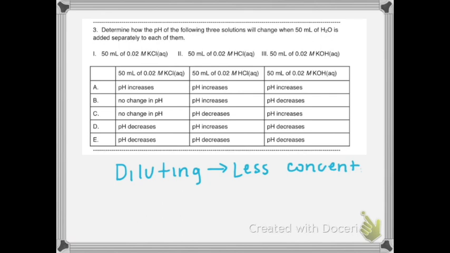Okay, so let's think about what kind of solution we have for our first one. So we have KCl. We can then stop and think, does potassium affect the pH? No, right? Spectator. Does chloride affect the pH? Nope, it's another spectator. So this solution would be neutral. And adding water to that isn't going to change that. It will just continue to be neutral. So we know that this will have no change in pH.